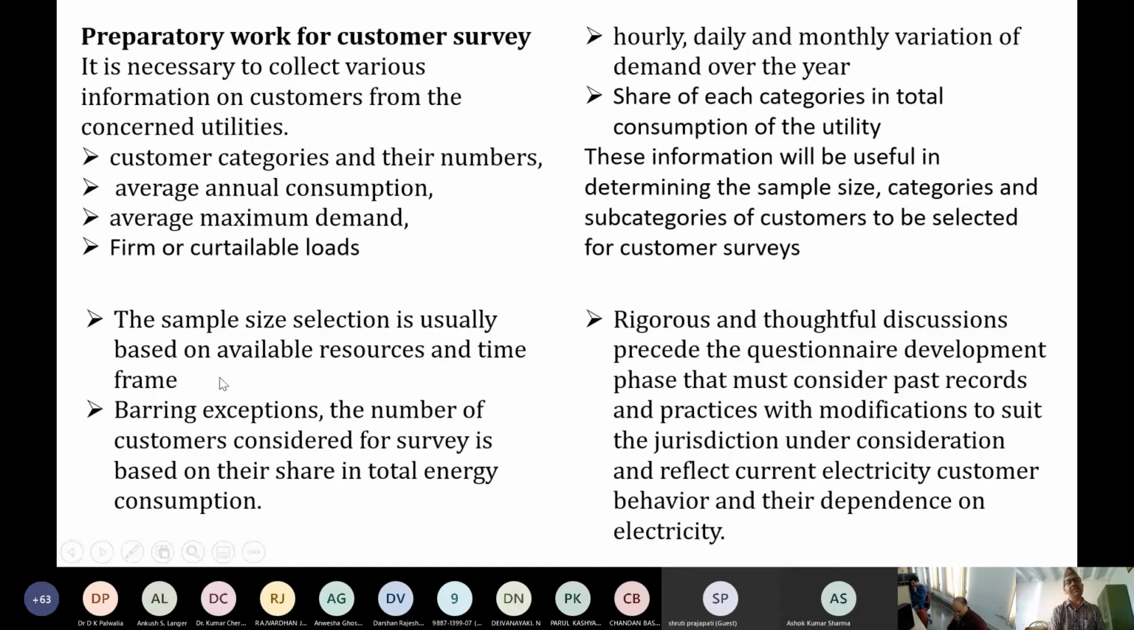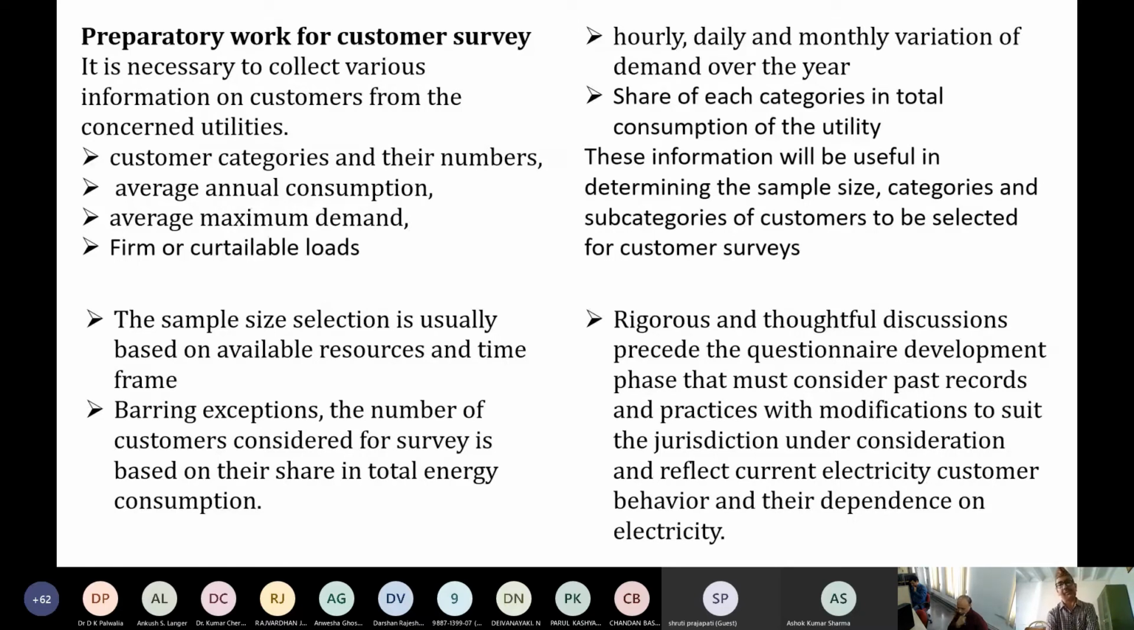Obviously, if it is meaningful, the larger the sample size, the better the result. But again, you have to invest more resources and make more resources available for that. So you have to decide on that. Barring exceptions, the number of customers considered for survey is based on their share in total energy consumption. For residential customers, their number will be high because their individual average consumption is low, and their share in total energy consumption is also high.